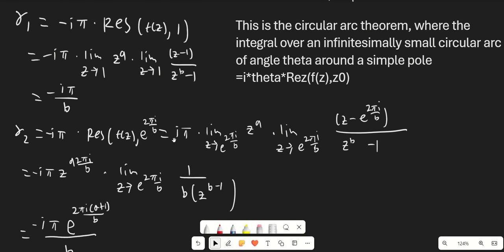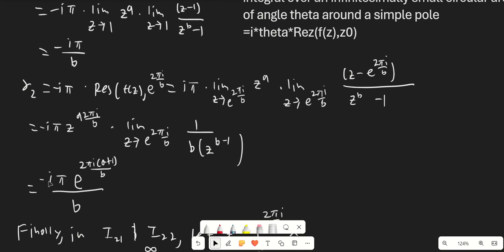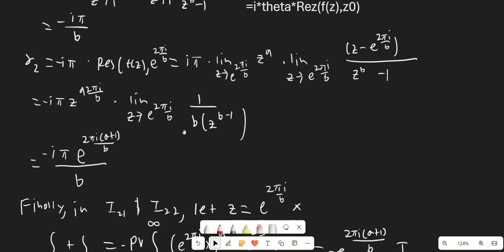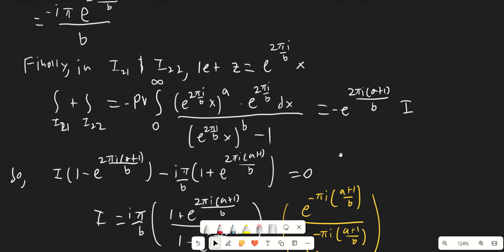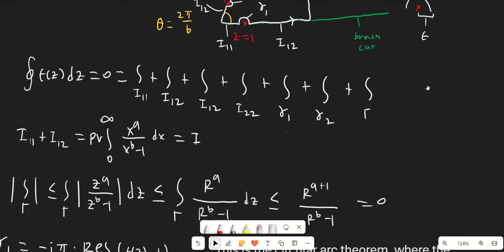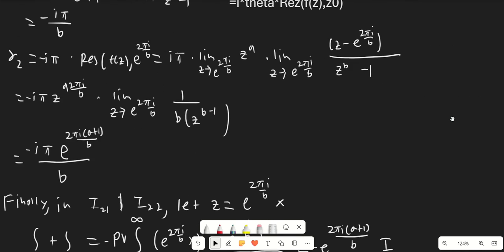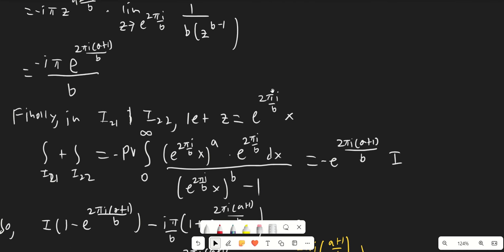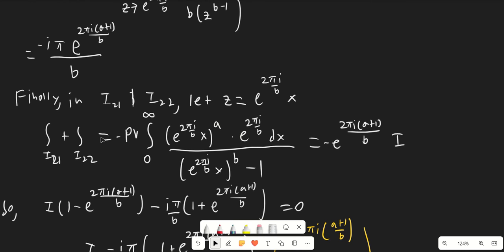Same story with gamma 2. Again, we just use L'Hospital's rule and evaluate this limit. And we end up getting negative i pi times e to the 2 pi i times a plus 1 over b, all over b. And then we're going to evaluate I21 and I22, which again were these two integrals over the upper circular arc here, which give us another Cauchy principal value. So we let z equal e to the 2 pi i over b times x, and this is going to give us negative, because we were coming out from the outer arc into the origin, so that's why there's this negative sign here.